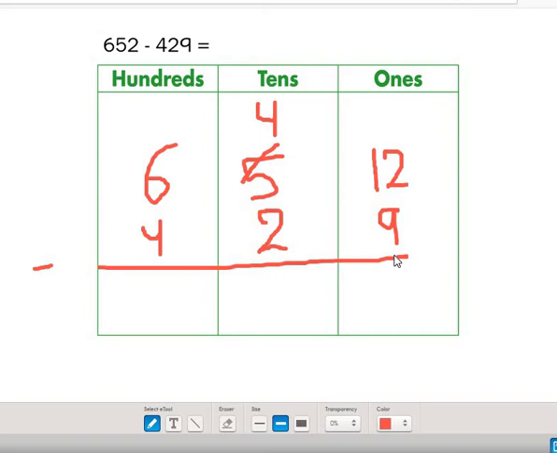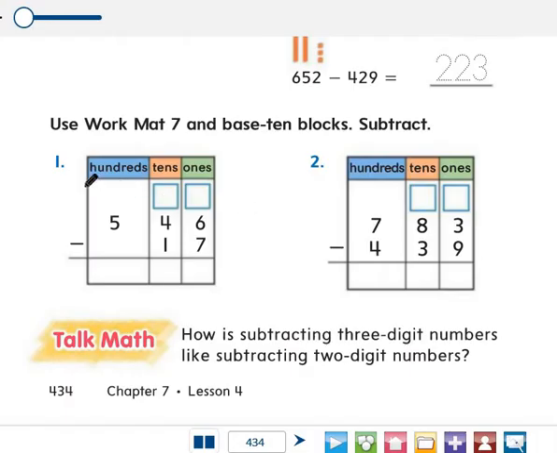12 minus 9 equals 3. Great job. So let's see the tens. 4 minus 2 equals 2. And 6 minus 4 equals 2 again. So 652 minus 429 equals 223.